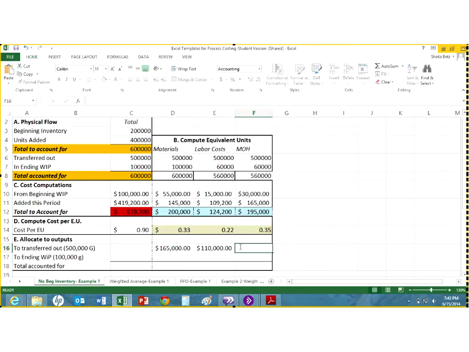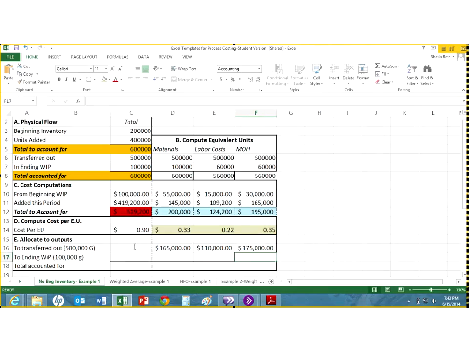And then finally for overhead, we have 35 cents per equivalent unit. I worked on a total of 500,000. So we have $175,000 of overhead cost. If I add this up, the total product cost of those 500,000 grams of cornmeal is $450,000.